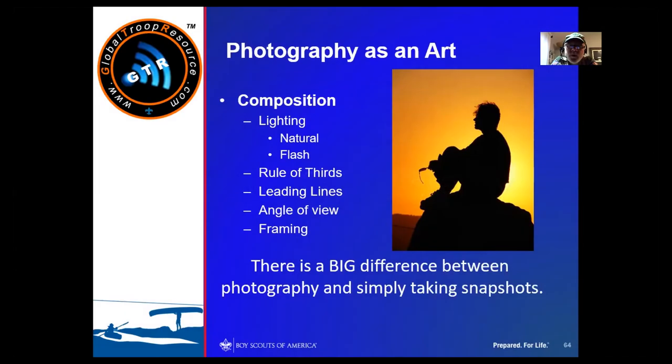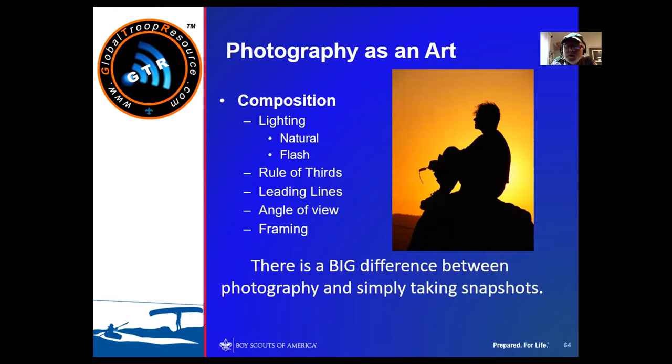And this week we're talking about art, and we're going to be talking about how you should look at your composition as far as your lighting is concerned, whether that's natural lighting or flash. We'll talk a little bit about the rule of thirds, leading lines, angle of view, and framing.